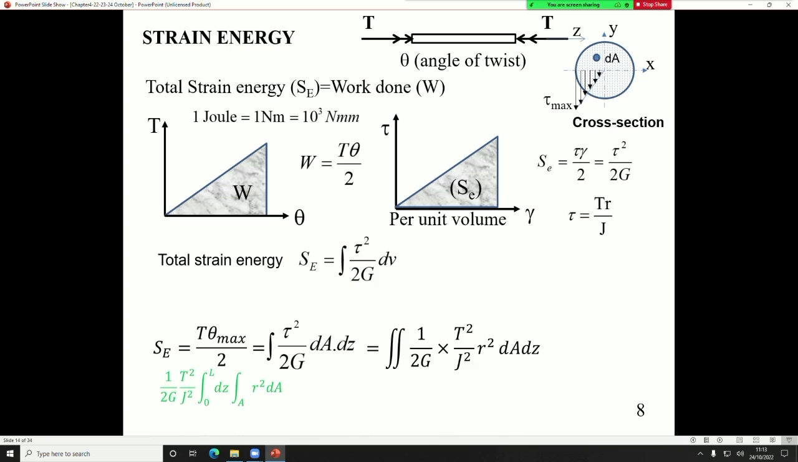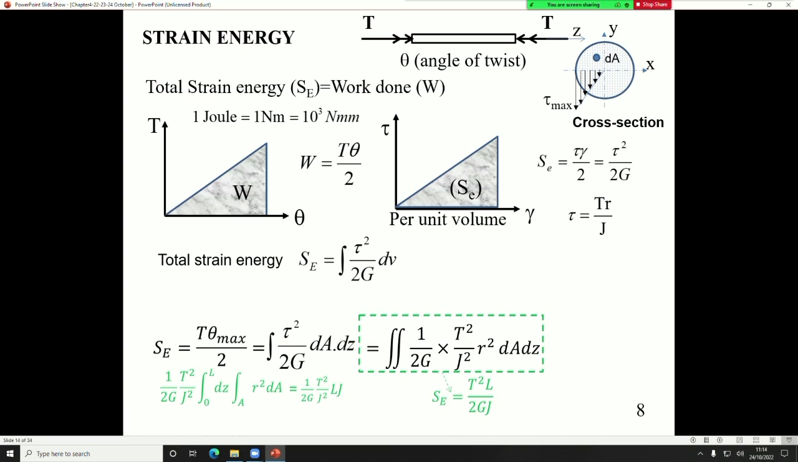Now the integral is separable. I put r squared dA in one integral and dz in another integral. It's quite straightforward. This is just equal to L. And this, based on what we had in chapter 3, is equal to J. So we've got J squared here, and this is equal to J, so it's going to be eliminated. So the answer is U equal to T squared L divided by 2GJ.